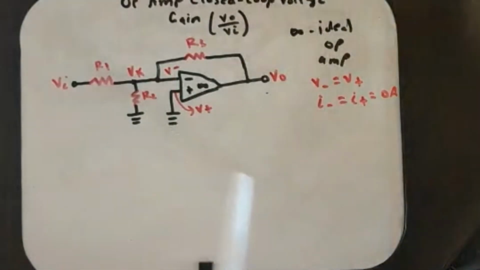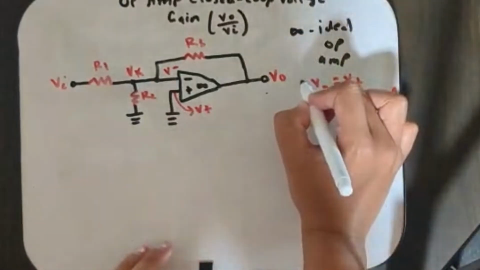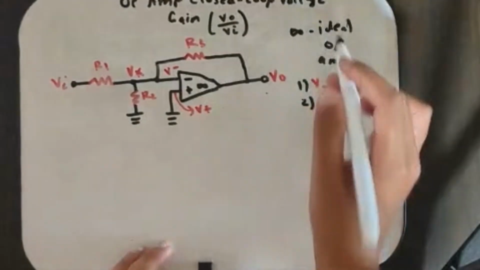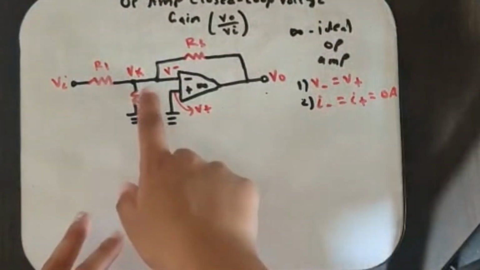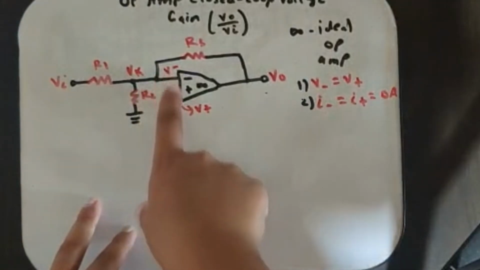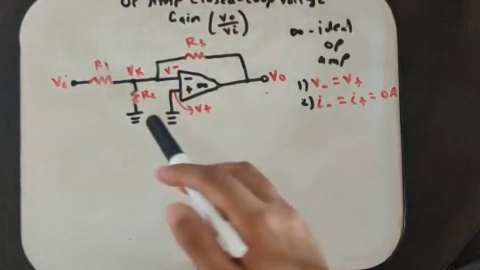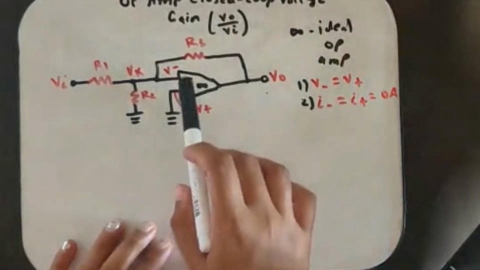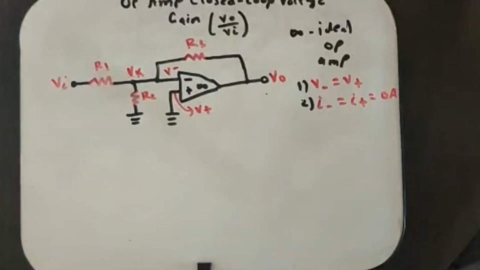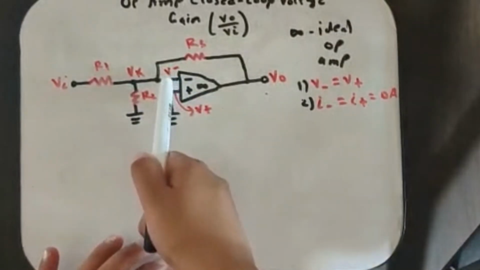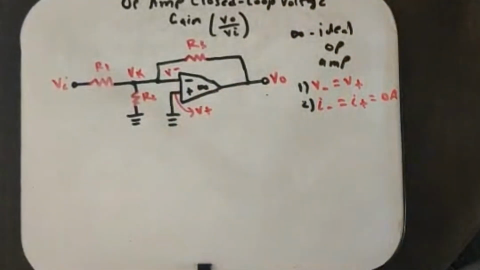So now that we've identified V minus and V plus, and we know the two assumptions that we can make with an ideal op amp, when we see the infinity symbol, is V minus is equal to V plus, and the second one is I minus is equal to I plus is equal to 0 amperes. Basically, it's saying that no current enters the inverting terminal, and no current can go through the non-inverting terminal either. So we can always say that the current right here and here is 0 amperes, so there's no current there.